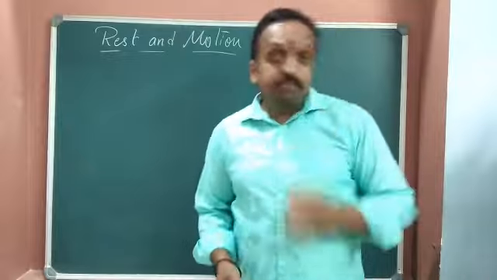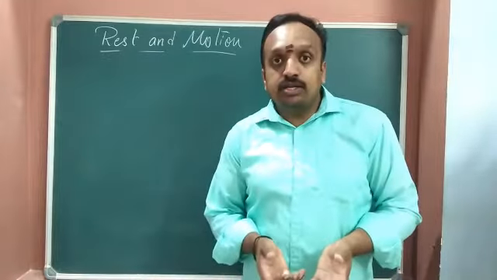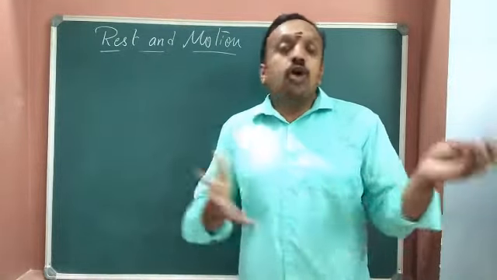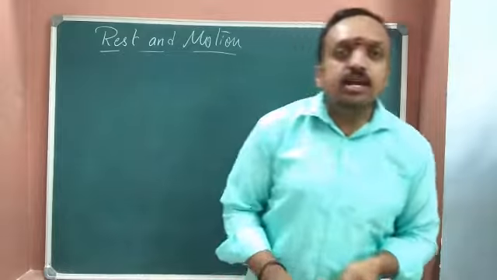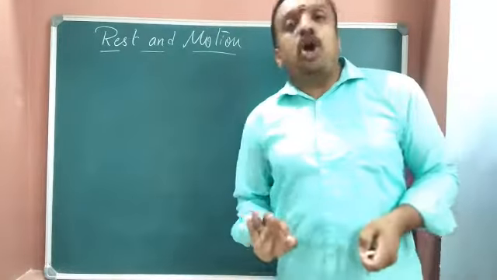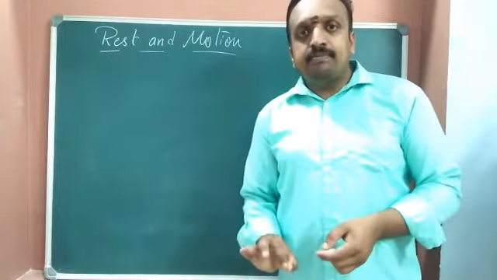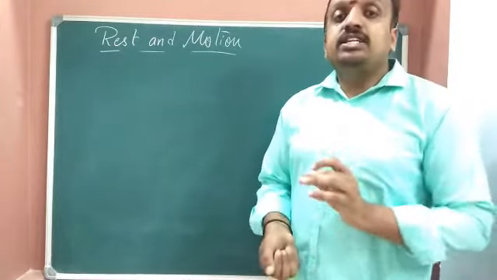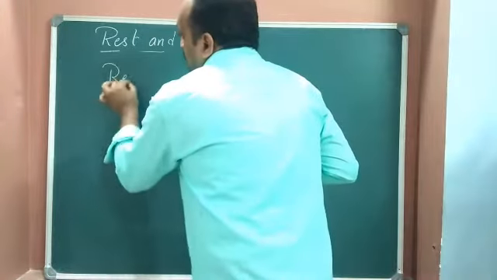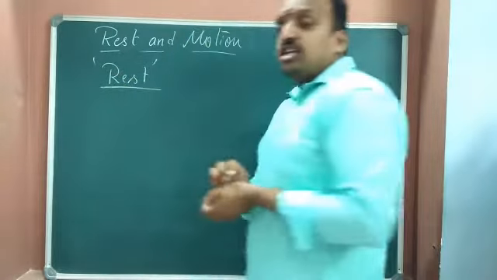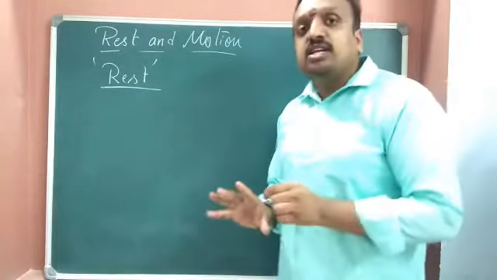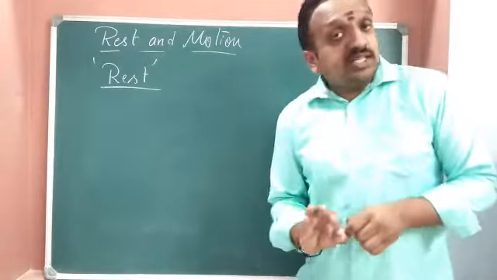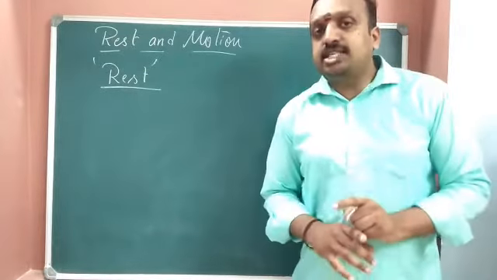Now the concept of rest and motion. If the object is at rest or at motion, how can we define it? It is very simple. If the position of the object remains the same with respect to time and the immediate surroundings, that condition is called the rest position. If you want to say the object is at rest, it is clear that its position remains the same with respect to time and the immediate surroundings.